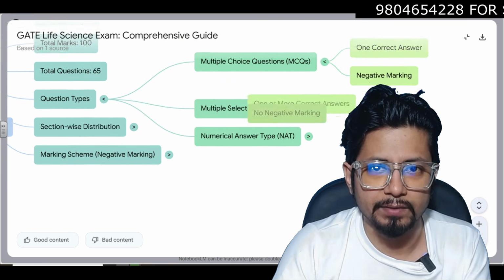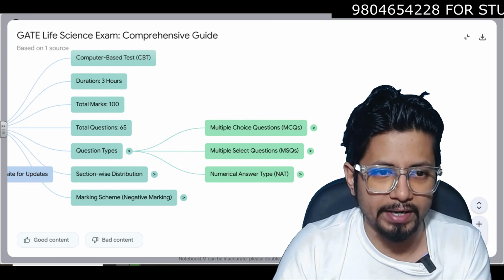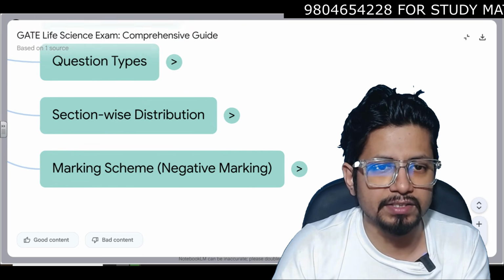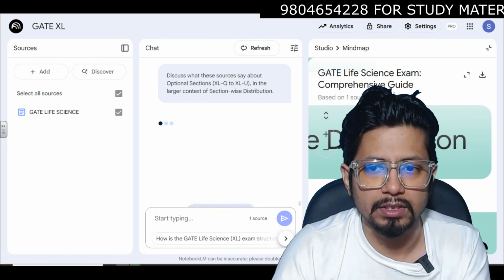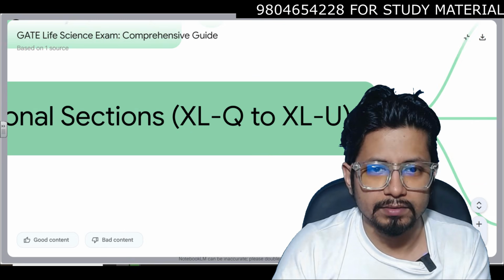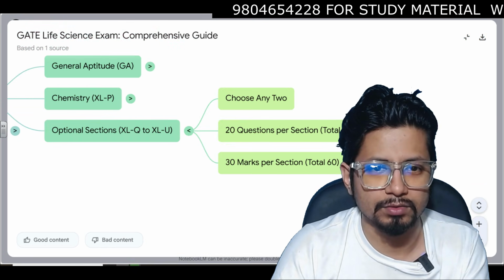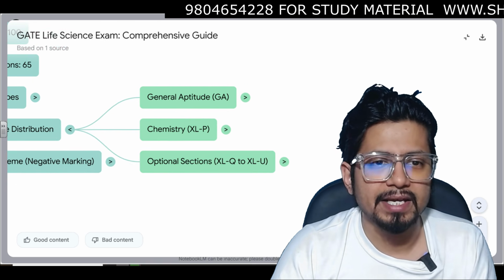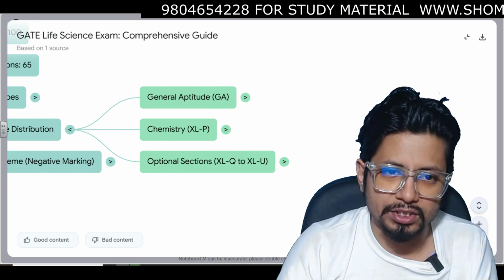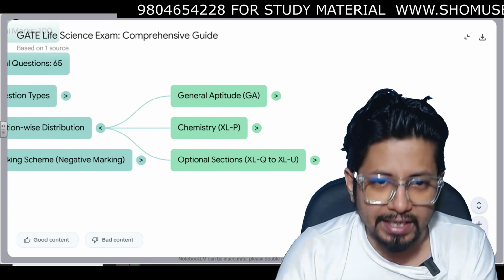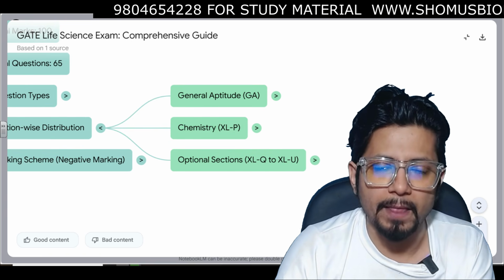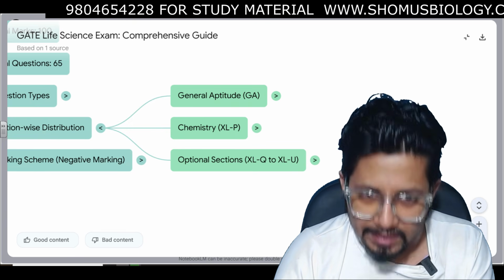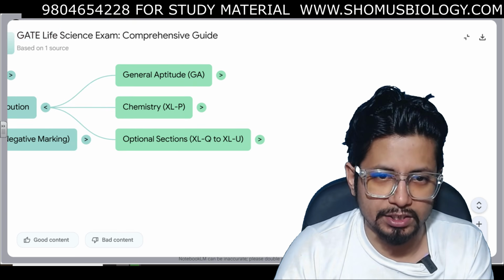So these three types of questions are provided under the question type section. Now, if you want to talk about the section-wise distribution, it is a general aptitude section. This is section 1. The second section is the chemistry section, that is common for all GATE Life Science candidates, and an optional section is also there.